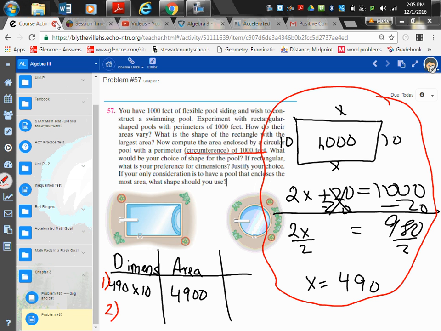So does this clarify the questions that we had about this problem? All right.